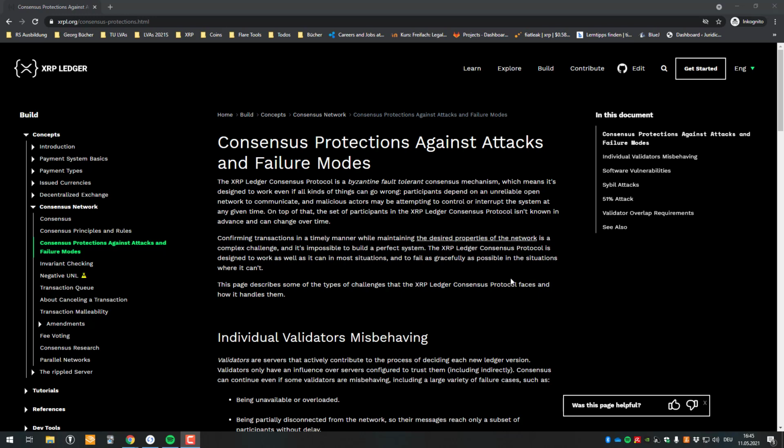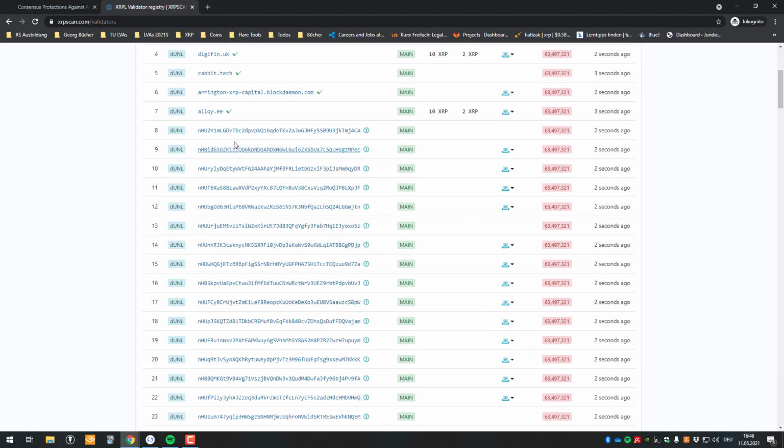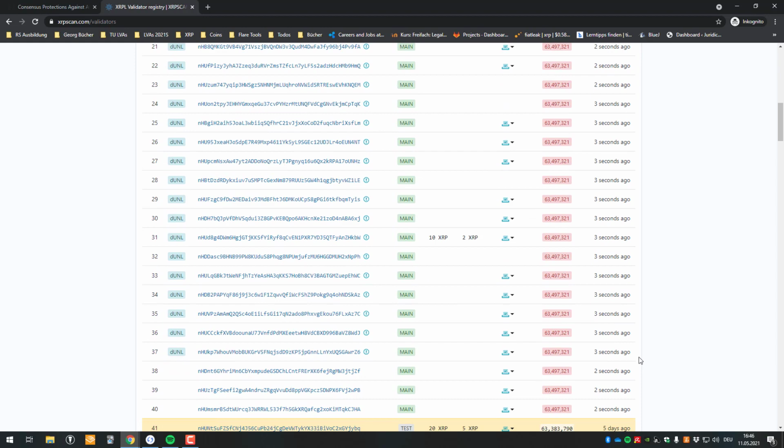So first of all, the most important part about the XRP network, or at least about the decentralized blockchain technology, the XRP ledger, are the validators. These are the most important players in the entire ecosystem. So the first thing we're going to look into is XRP Scan. That's also a pretty nice website. If we go into validators, here are the most important validators there are.